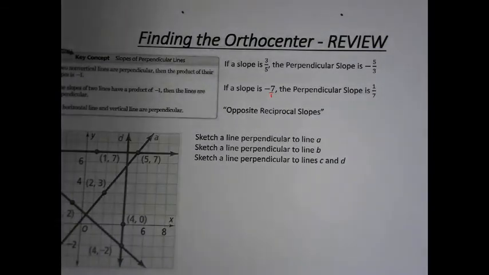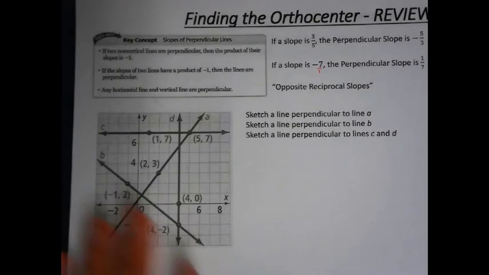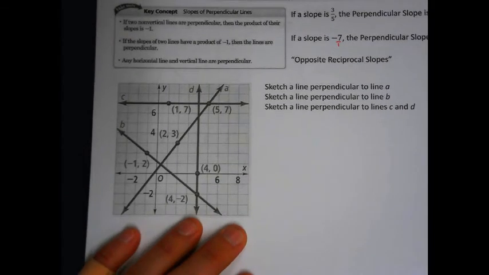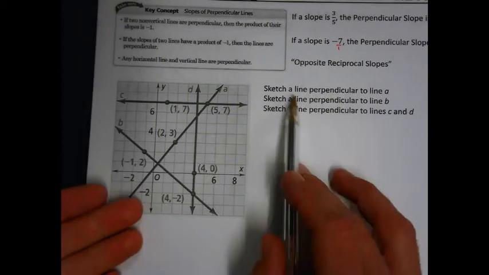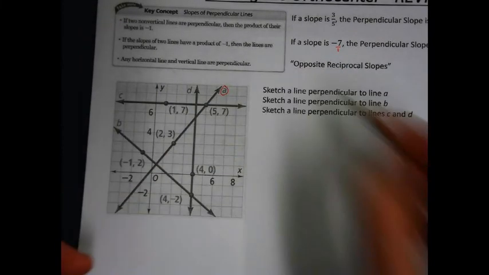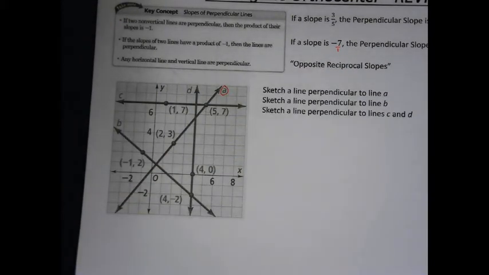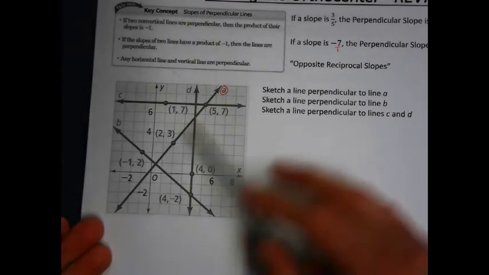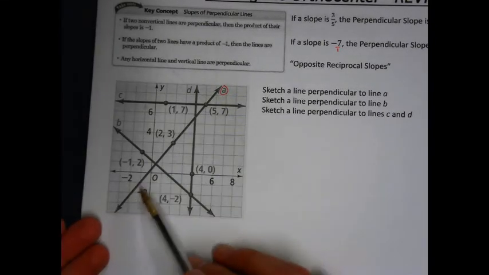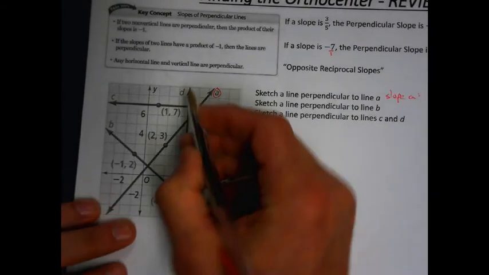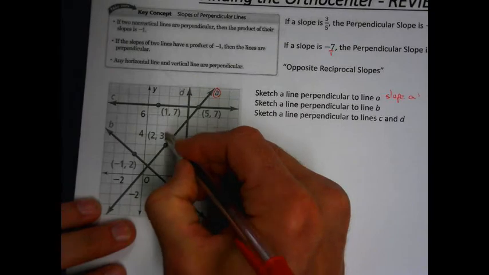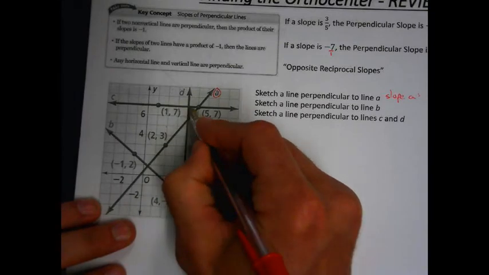So here's a crazy diagram, and now what we're going to do is start sketching some stuff. Here's the deal. We're going to sketch a line that's perpendicular to line A. So here's line A. We're going to sketch any line anywhere that's perpendicular to this line. How are we going to do that? Well, first we need the slope of line A. So the slope of line A, rise over run, 1, 2, 3, 4, 1, 2, 3, is 4/3.